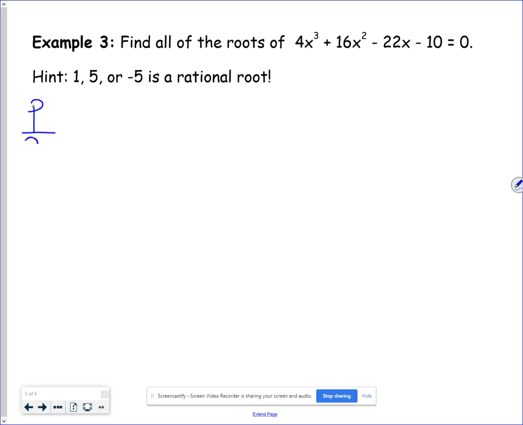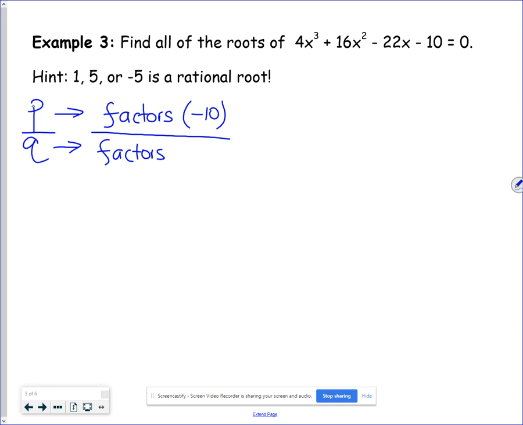So we're looking for a rational root. So it's going to be in the form P over Q, where P is factors of your constant term, which is -10. And then Q is factors of your leading coefficient, which is 4. So let's list out all the factors of 10. So we got 1 times 10, 2 times 5. And then, of course, we got the positive and negative of each of these numbers.